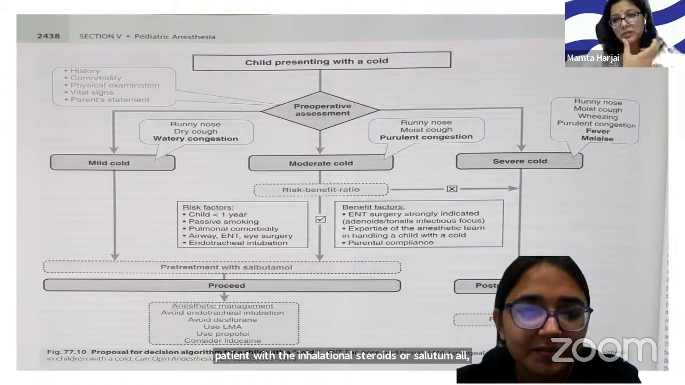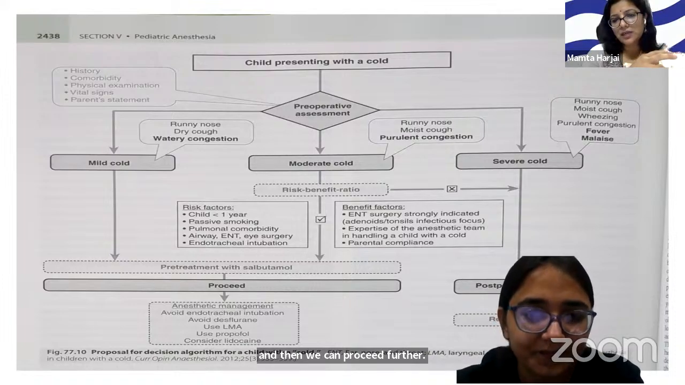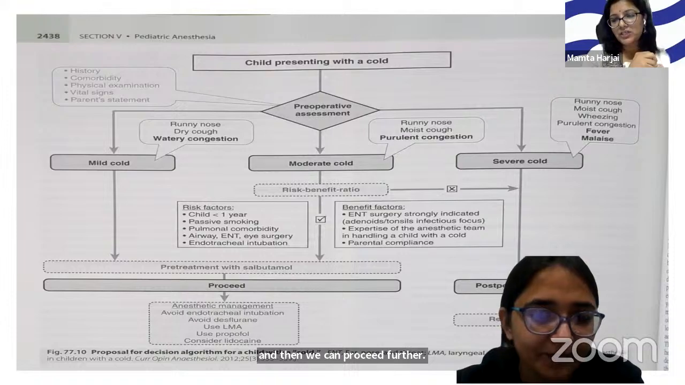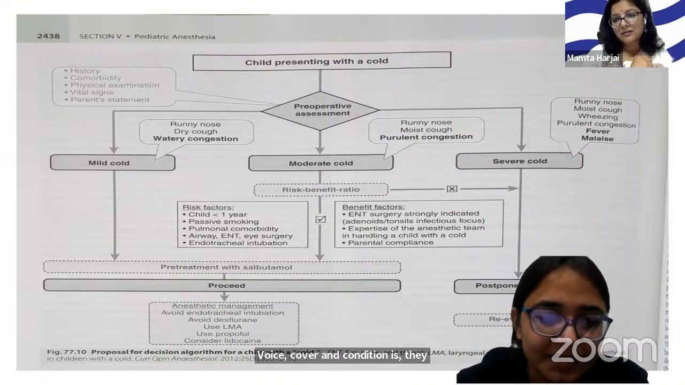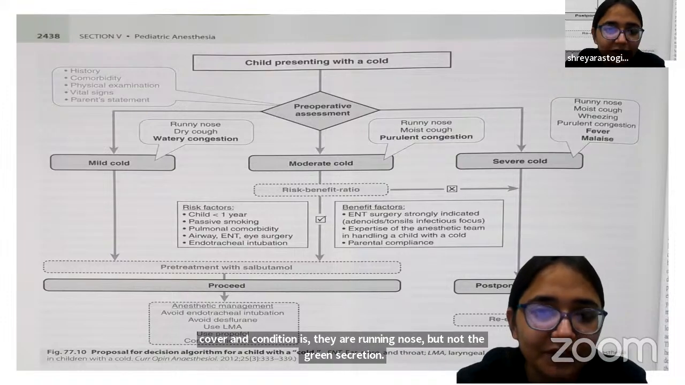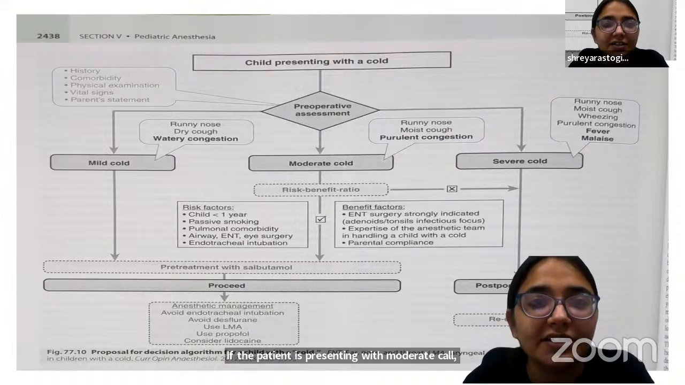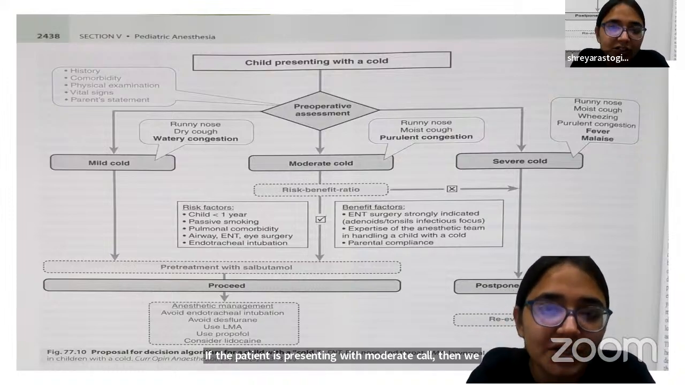What about the moderate? If the patient is having a moderate symptom like moist cough but purulent congestion is there, running nose but not the green secretions? Yes, ma'am. If the patient is presenting with moderate cold, then we will have to weigh the risk and the benefits, whether we have to do the surgery or not.